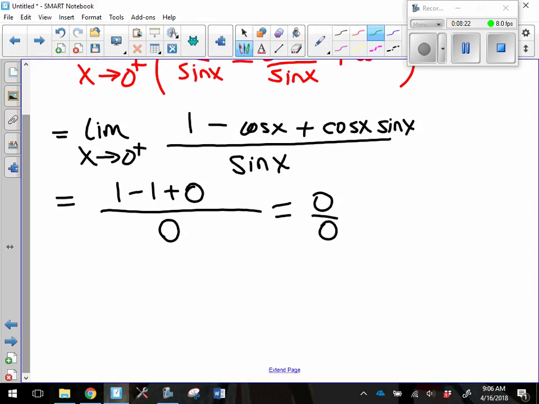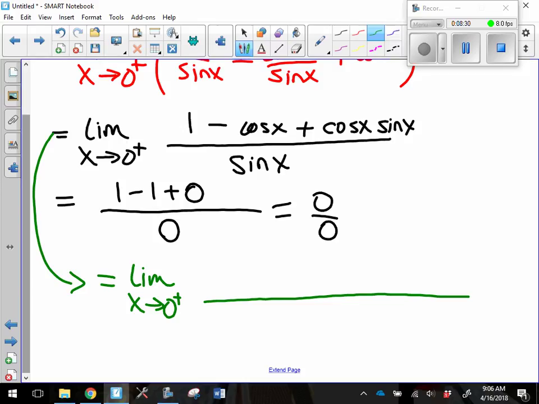So L'Hopital's rule means that I still have a limit here, and I take the derivative of the numerator divided by the derivative of the denominator. So let's take the denominator first because it's easier. So what's the derivative of sine x? And now we'll work on the numerator. So what's the derivative of 1? AP exam's coming, guys. What's the derivative of cosine x?